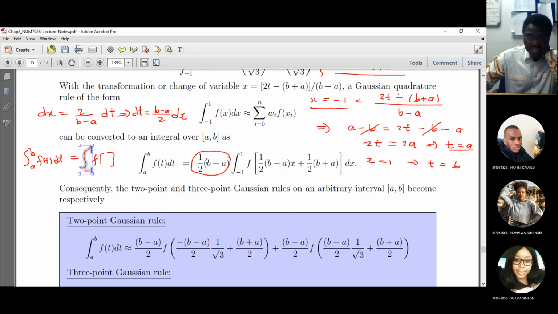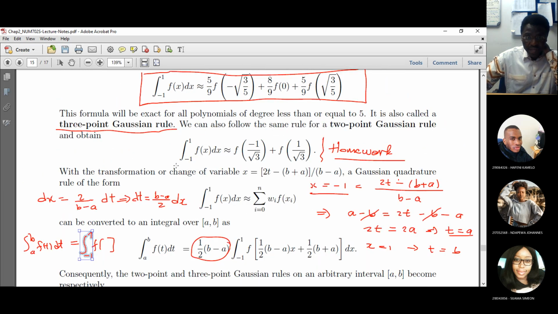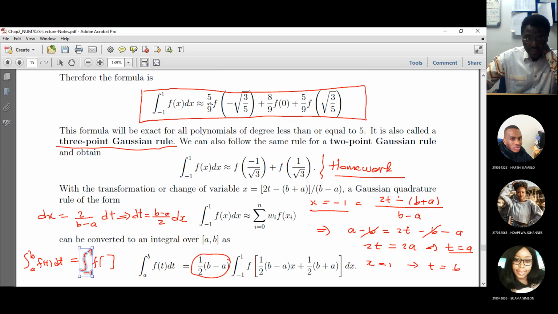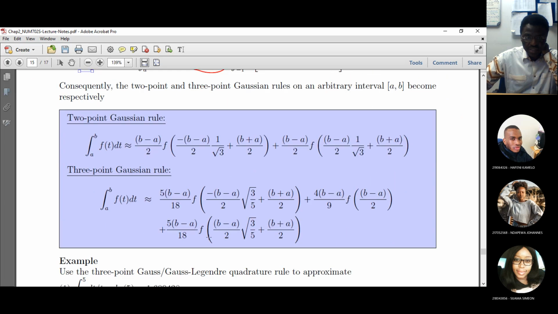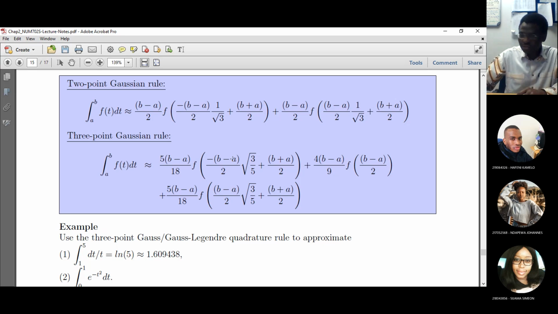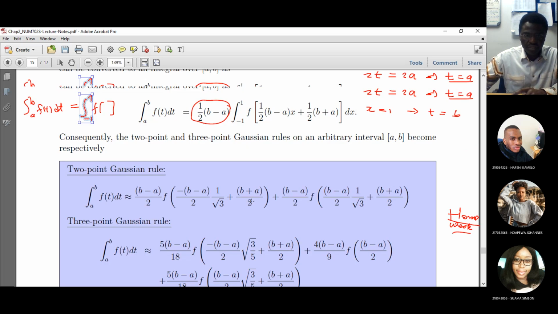Okay, now if you take this change, this rule here, and apply it to this 3-point Gaussian rule, we'll obtain exactly this one. And if we do the same for the 2-point, we get exactly this. So please try to do this substitution. This is another homework. Do the substitution. Use this formula.